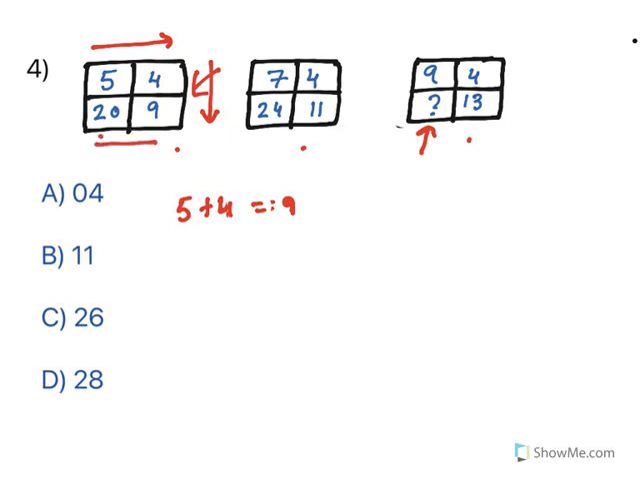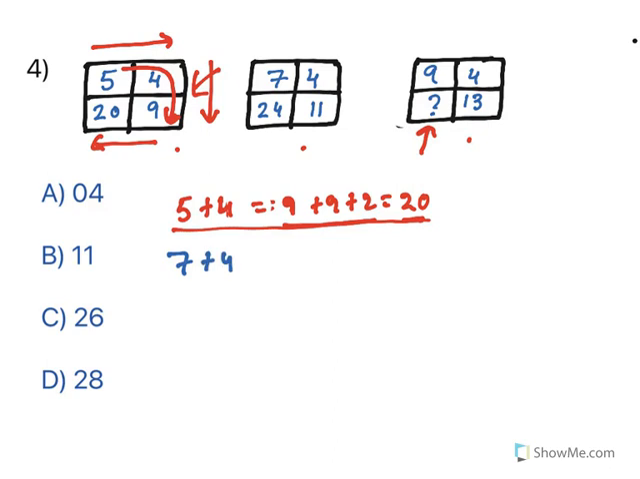Now what is this one? Look at this. 5 plus 4 is 9. 9 plus 9 plus 2 is 18 plus 2, 20. So the top one is a sum, it is put here, and again all the three are added. If you add all the three, you will get 9 plus 9, 18. To that, if you add 2, you will get 20. So this is the relationship. Let us see about the second box. See, 7 plus 4, how much is it?